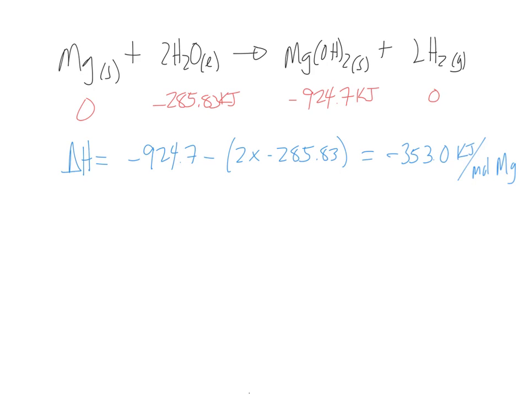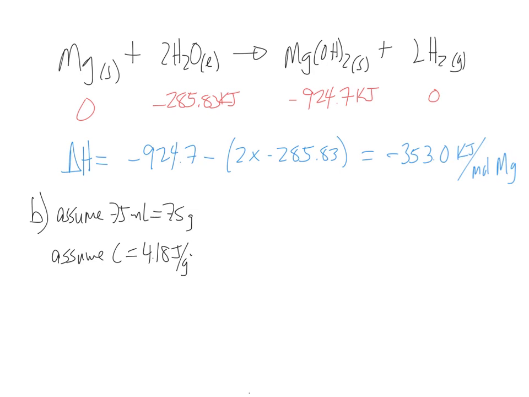Part B, this reaction's happening. We've got some data. We have 75 milliliters of water. We're going to assume that's 75 grams of our solution. We're going to assume that the specific heat is 4.18 joules per gram degree Celsius. We can calculate delta T, final minus initial. We get 58 degrees Celsius there.